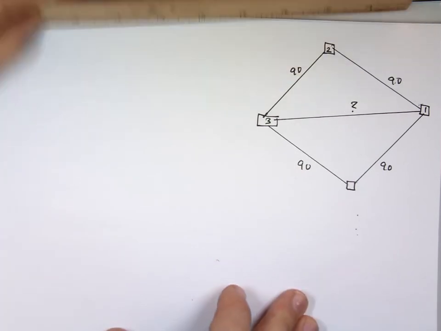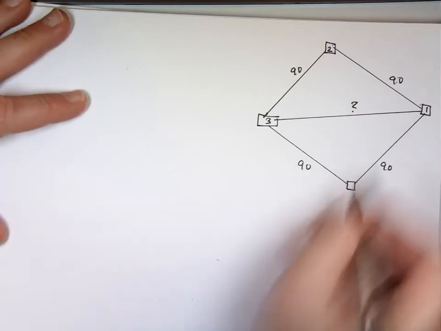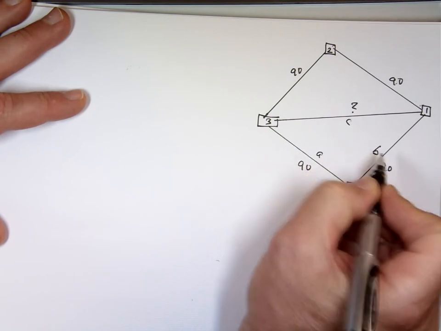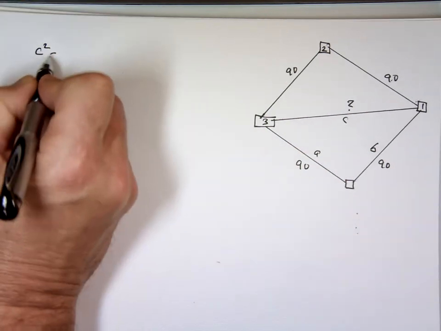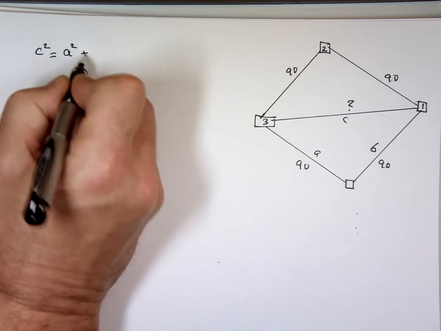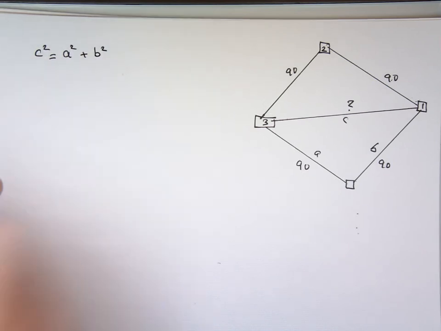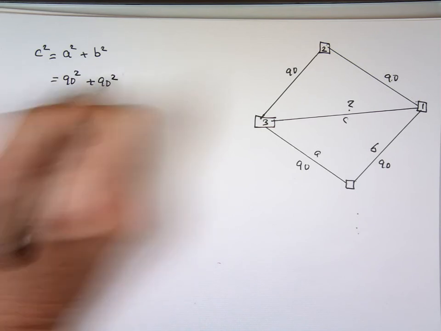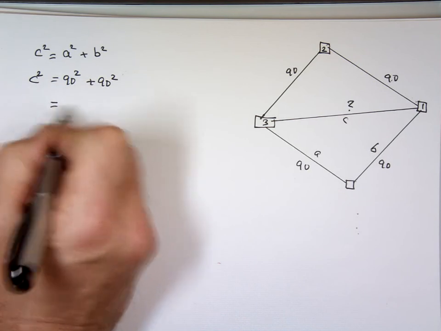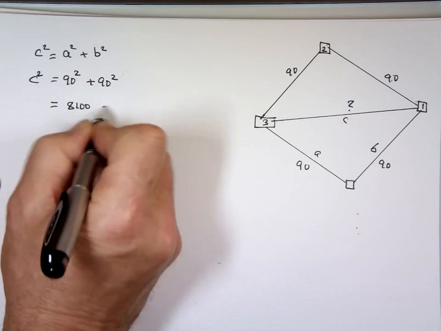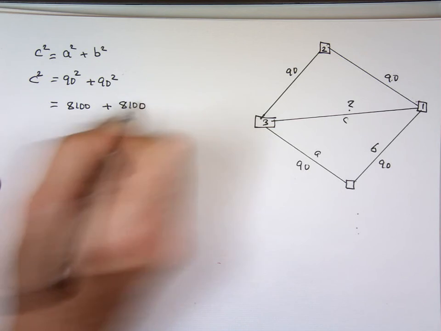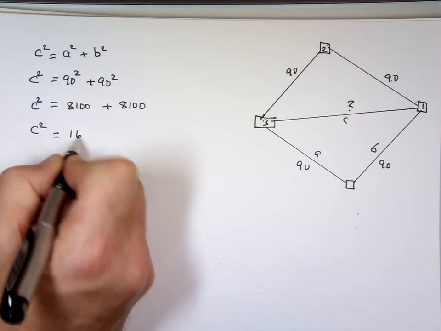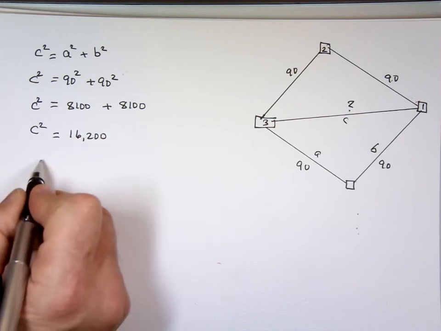So, Pythagorean Theorem again. This is your triangle. This is your 90-degree angle. This is your C. This is your A. This is your B. C squared equals what? A squared plus B squared. That's 90 squared plus 90 squared equals C squared. 90 squared is 8100. 8100. 16,200. And to get C, you take the square root of that number.